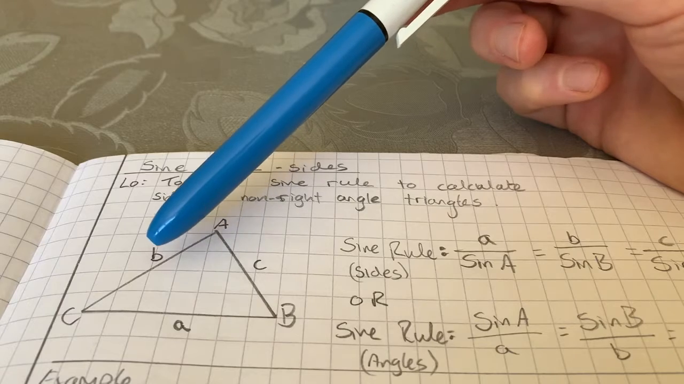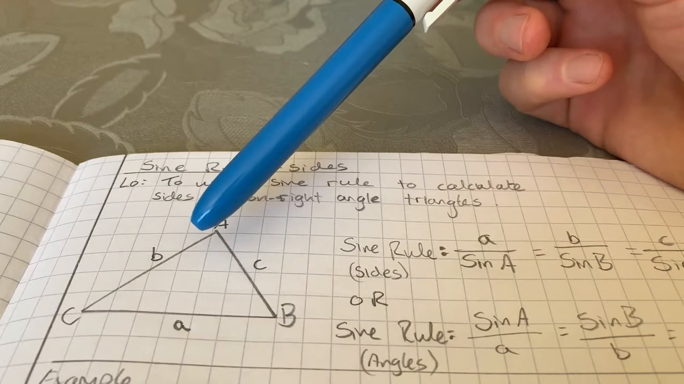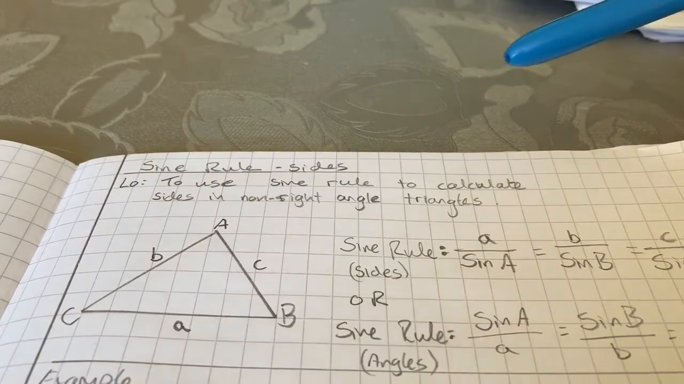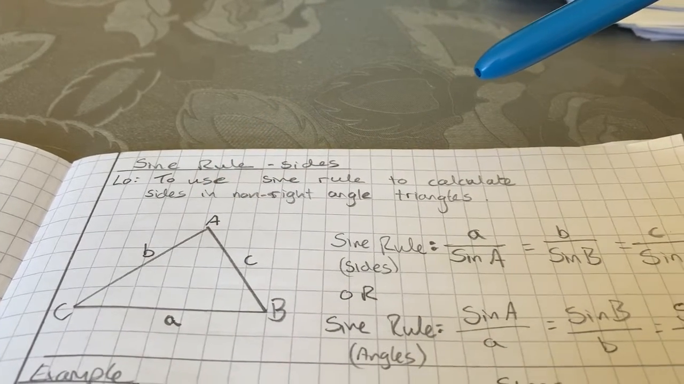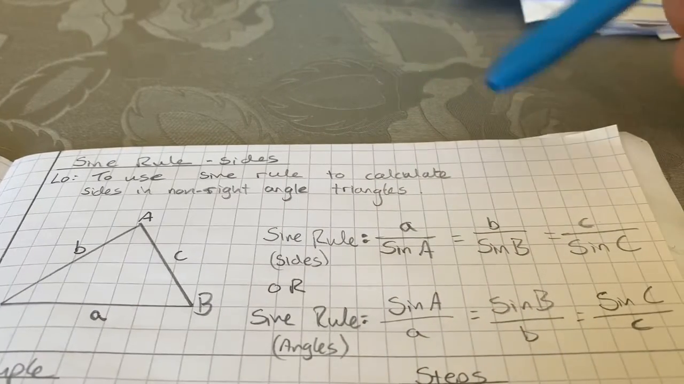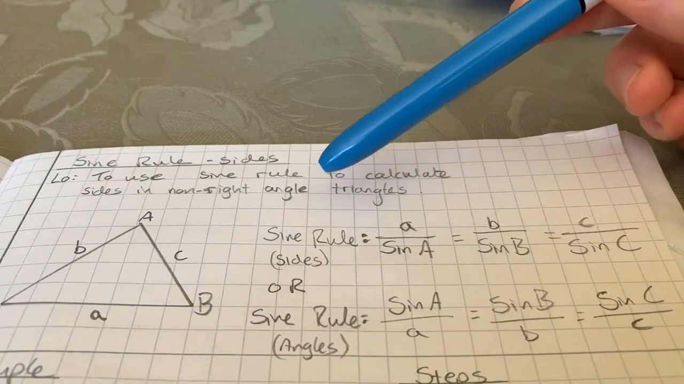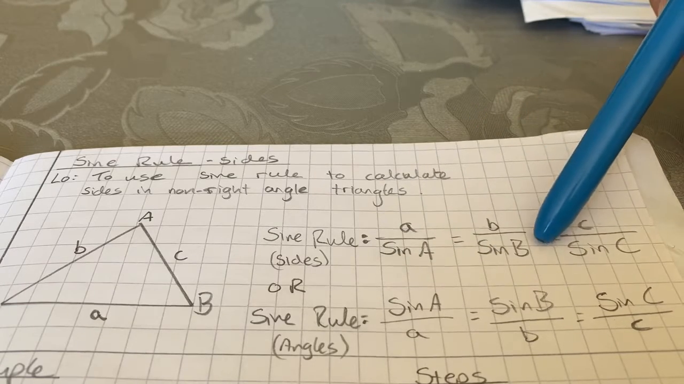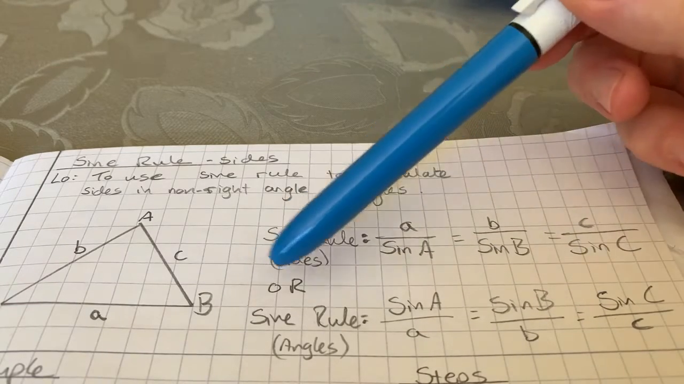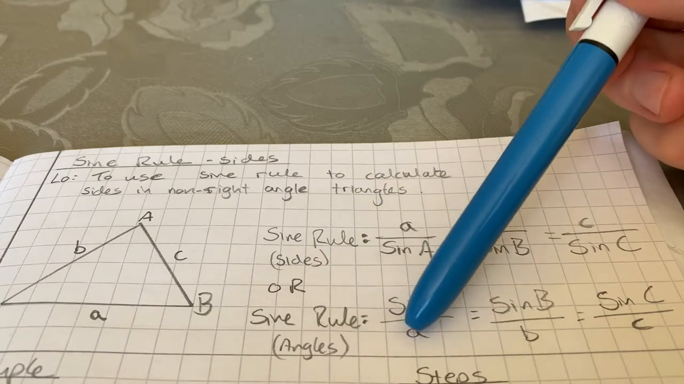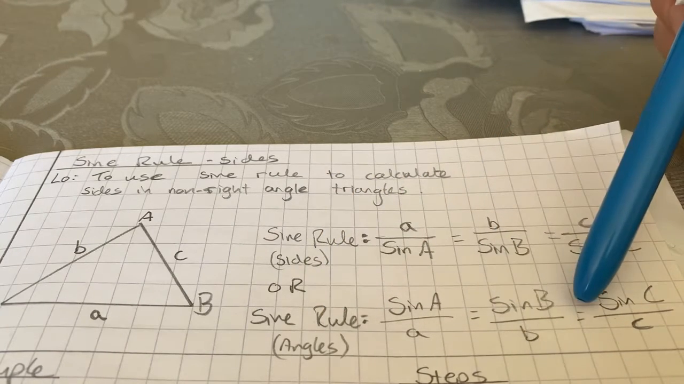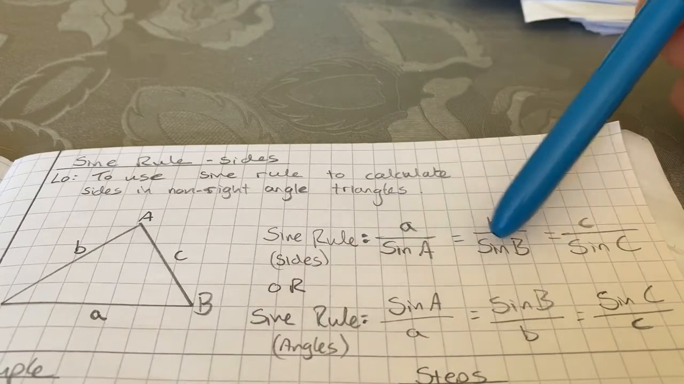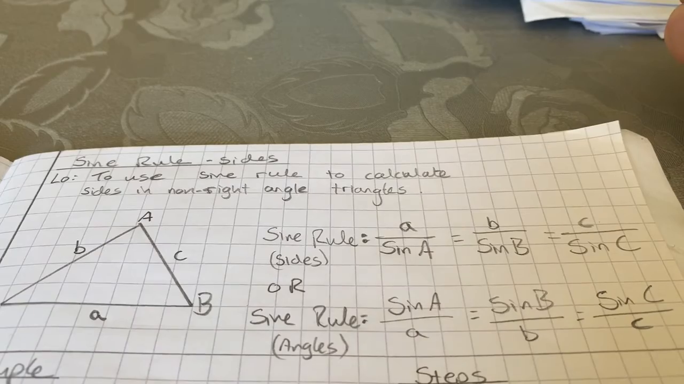And my advice is, whenever you have to label a triangle, customise it to suit you, which way you prefer working. Now, the actual rule has two forms depending if you're finding sides or angles. So for sides, which we're working on here, it is a over sine A equals b over sine B equals c over sine C. And then for angles, sine A over a equals sine B over b equals sine C over c. And it's because it's all in a ratio, how it works, all ratios.